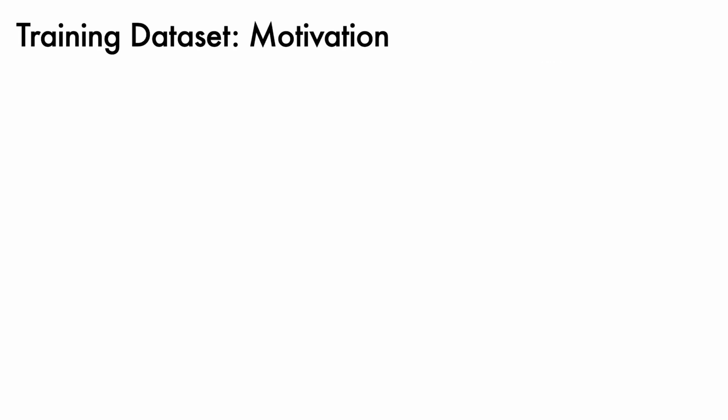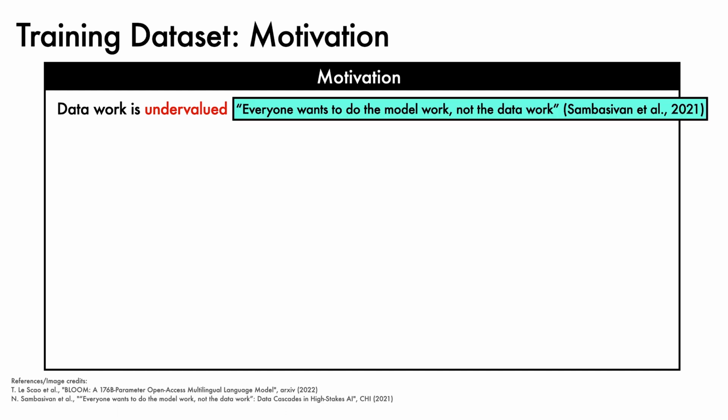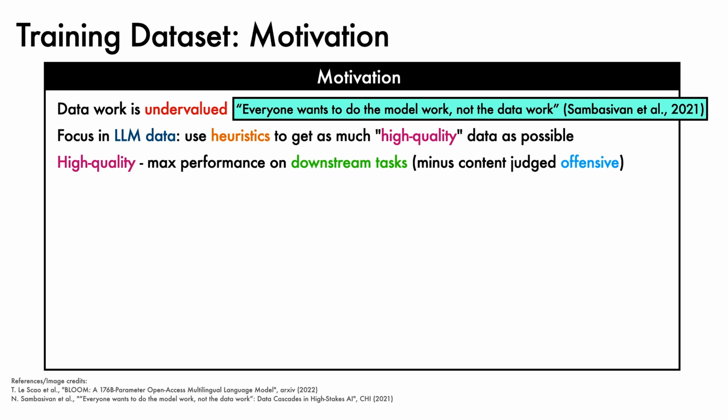We now turn to the training dataset, a motivation for the approach taken in this work, which starts with the observation that data work is undervalued. There is a general sense that everyone wants to do the model work, not the data work, as highlighted by Sambasivan et al.'s work on data cascades. The focus in constructing large language model data to date has broadly been to use heuristics to get as much high-quality data as possible. Here, high quality is used to refer to data that maximizes performance on downstream tasks, possibly minus content judged to be offensive by the data collector. This approach yields terabytes of data relatively efficiently, but compounds biases in the source data.